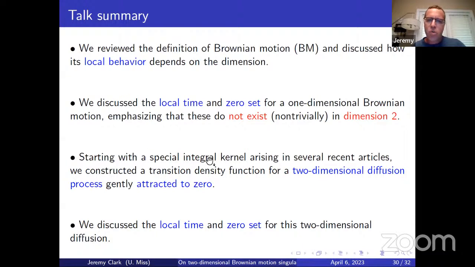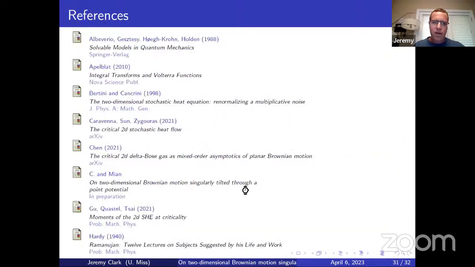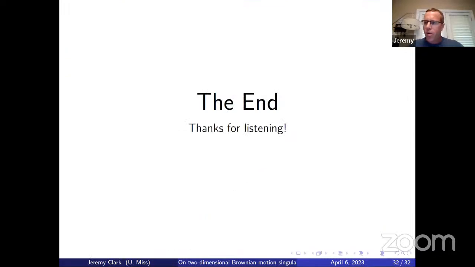Then, starting with an integral kernel that has arisen in several articles, especially in the last few years, we constructed a transition density function, and that allows us to talk about a certain 2-dimensional diffusion that has some exotic behavior that we saw. In particular, we discussed the local time and the zero set for that. And that is what I wanted to say.